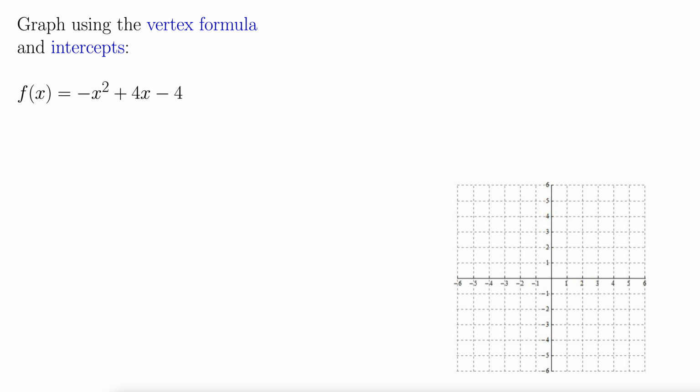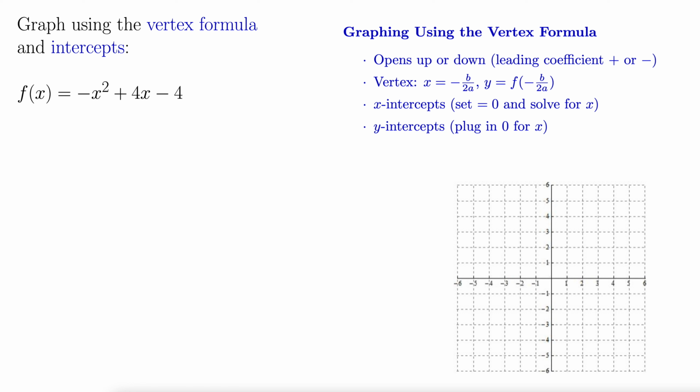This example asks us to use the vertex formula and the intercepts to graph f of x equals negative x squared plus 4x minus 4. So let's bring up the steps for graphing a parabola using the vertex formula. Okay, so first we want to determine if the graph opens up or down.